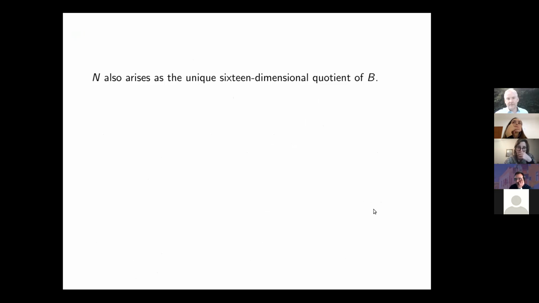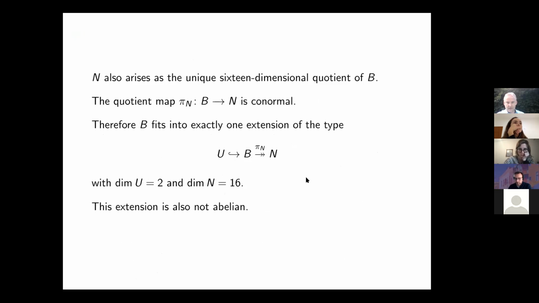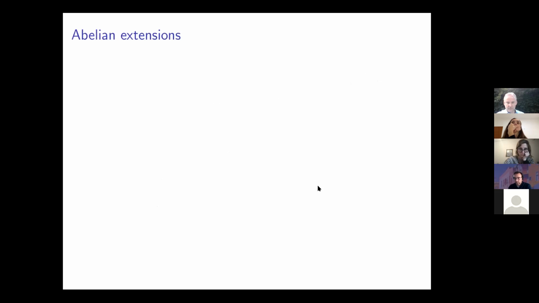Now it happens that N also arises as the unique 16-dimensional quotient of B. And the quotient map happens to be co-normal. This means that B fits in exactly one extension of the following type, where U is two-dimensional and the quotient is now 16-dimensional. You see this? It's also this unique 16-dimensional quotient, not only the unique 16-dimensional subalgebra. This extension, of course, is also not abelian because this is not commutative and co-commutative.